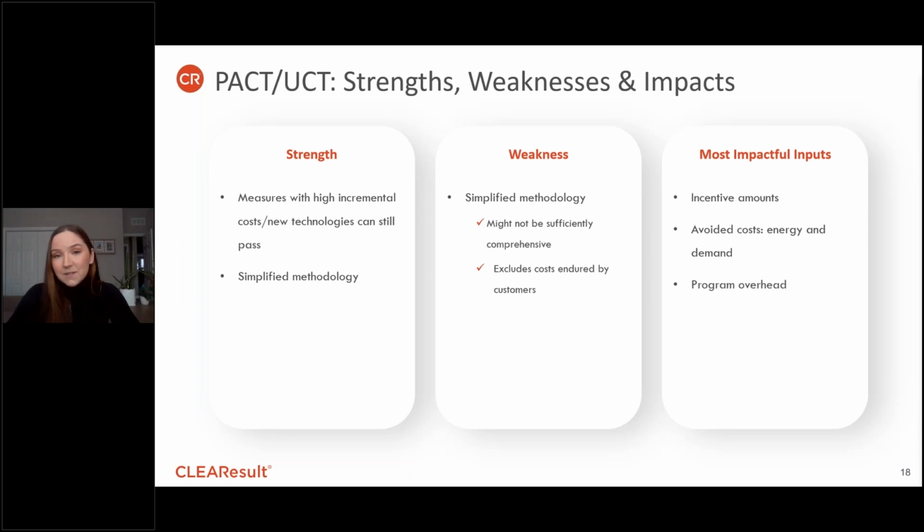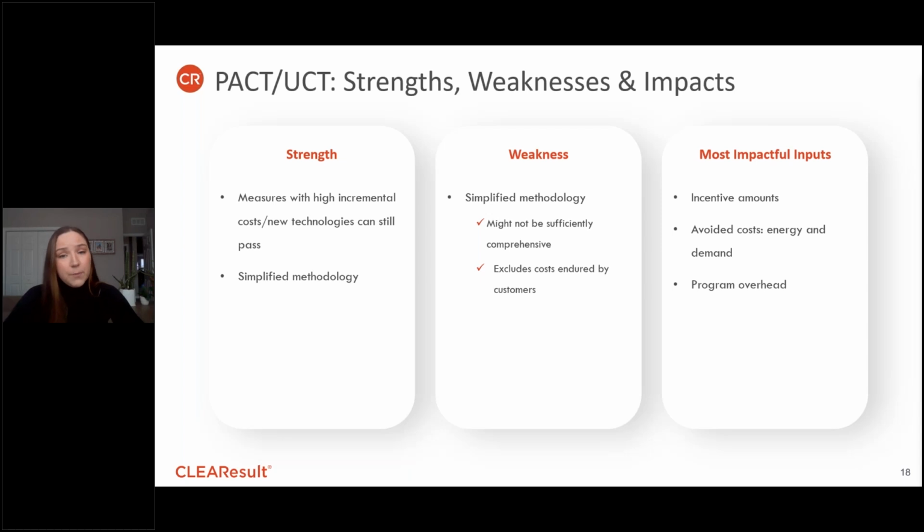Also, one strength is it's a more simplified methodology because it is just looking from the utility perspective. But you'll notice we do have this in the weakness column as well, because that can be a weakness as well, right? You're just looking from one perspective. It kind of leaves out the other parts of the mix or the other stakeholders involved, so it might not be sufficiently comprehensive, and it's excluding those costs endured by the customer.